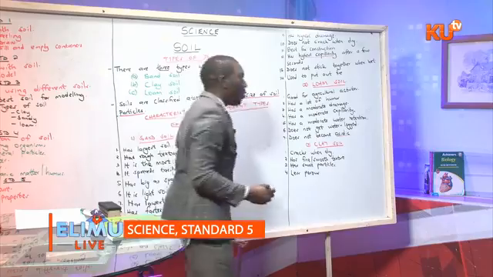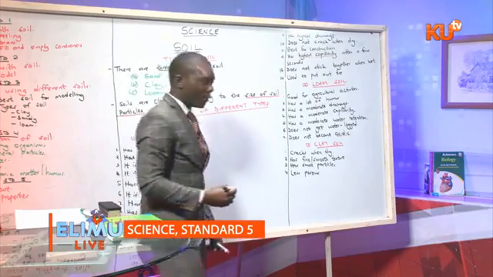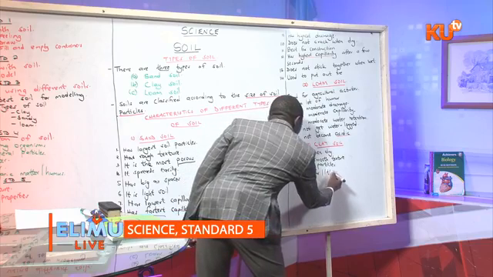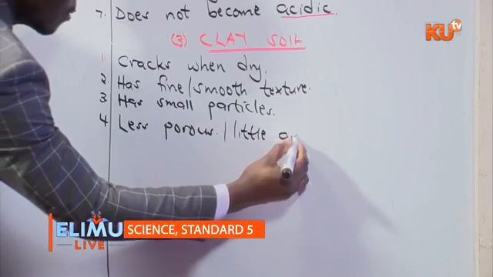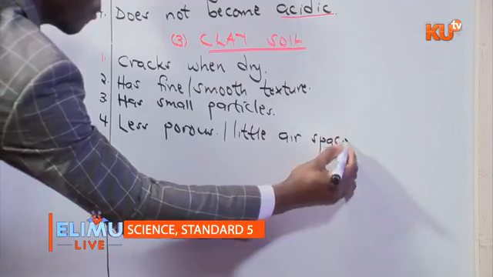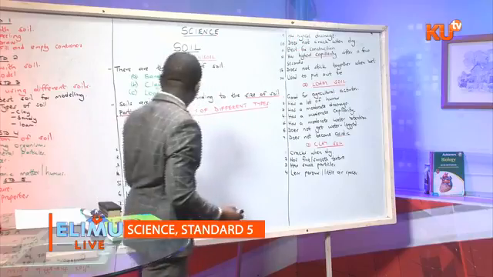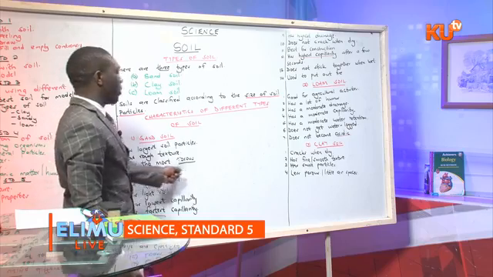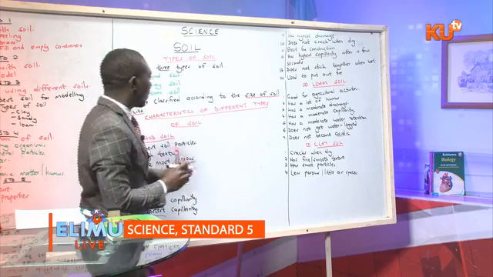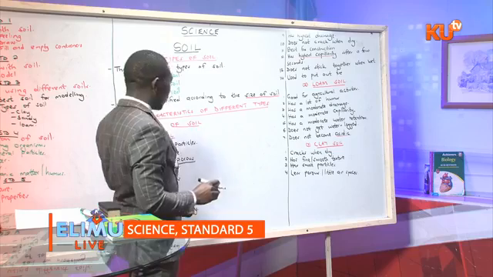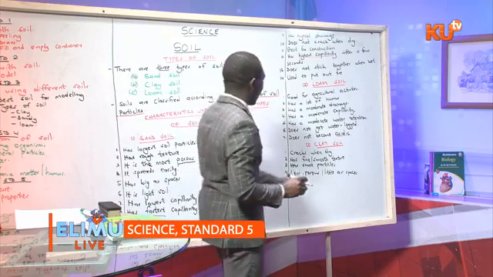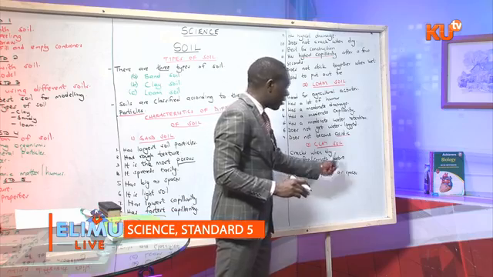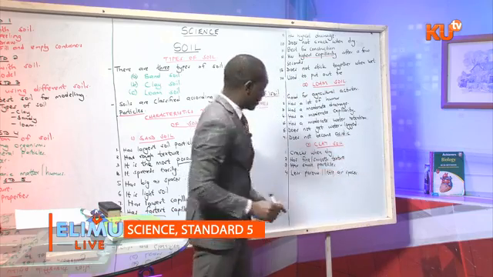In short, it has small air spaces. Let me write it: less porous, or I can write it has little air spaces. Initially, I said sandy soil is the most porous. It has bigger openings, so it has a lot of air spaces or large air spaces. This one, on the other hand, is less porous. That's why it has little air spaces.